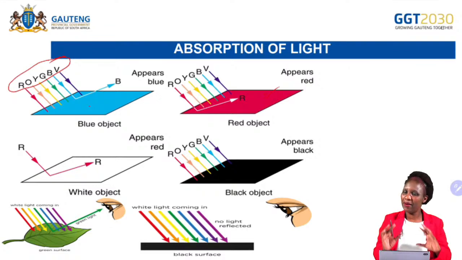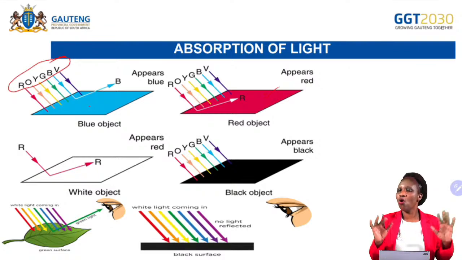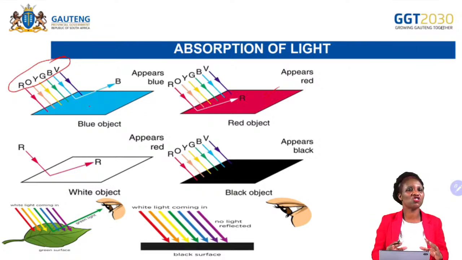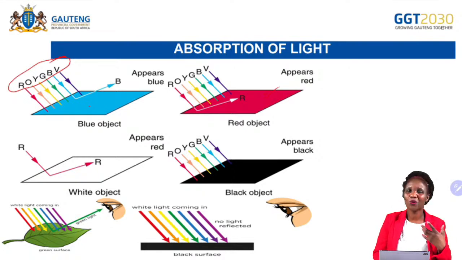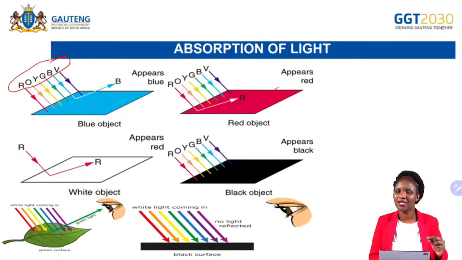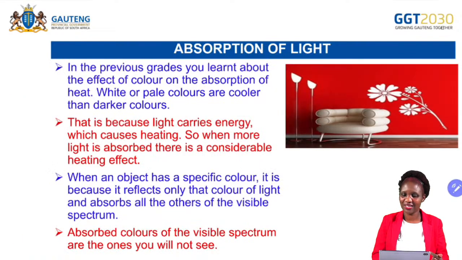And then black, we won't see anything. All the colors of the visible spectrum are going to be absorbed. Therefore, we will see what? A black. If it is green, for example, a green leaf, if white light shines on a green leaf, what are we going to see? We're going to see green because green is going to be reflected to our eyes. You get that? That's interesting.